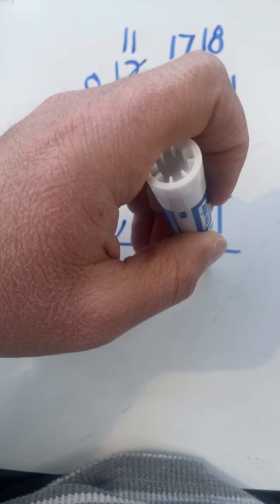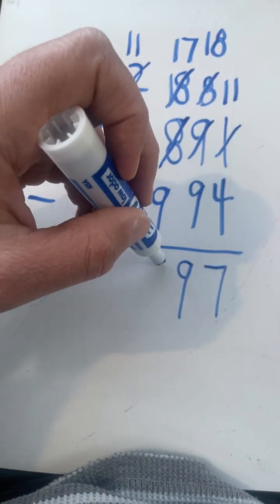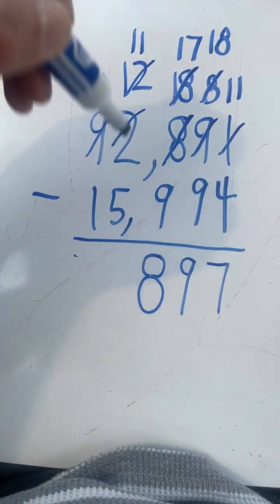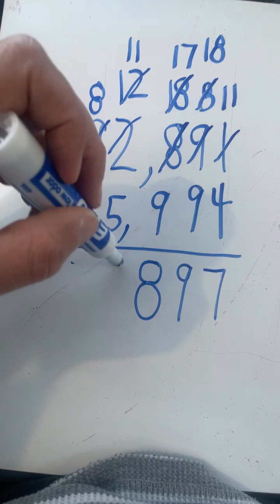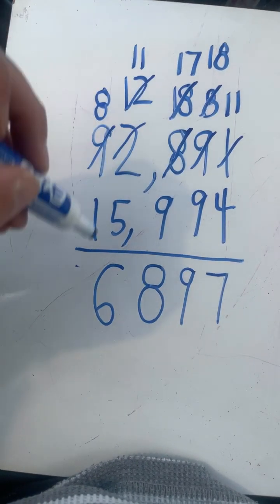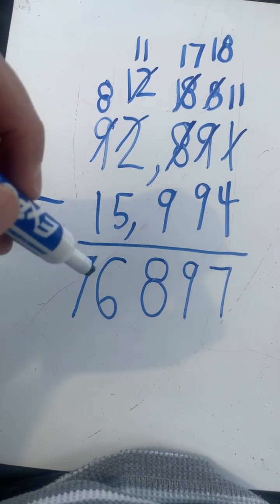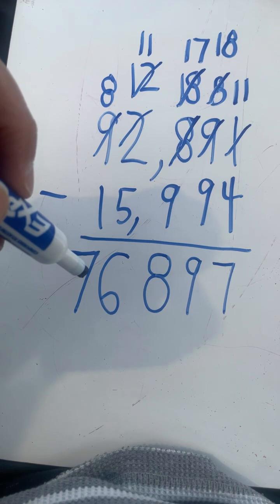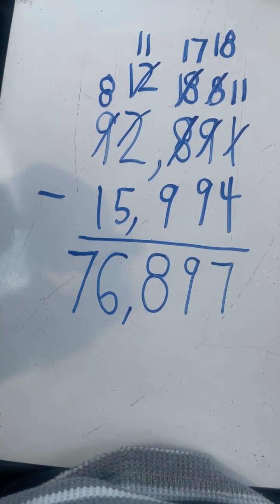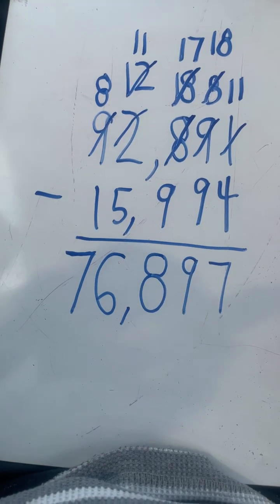11 minus 4 equals 7. 18 minus 9 equals 9. 17 minus 9 equals 8. 11 minus 5 equals 6. And 8 minus 1 equals 7. And we have our final answer.